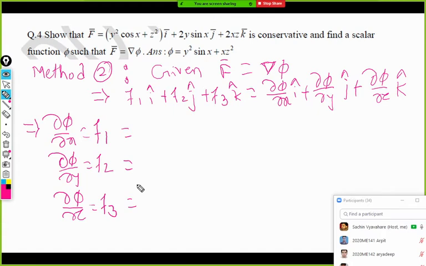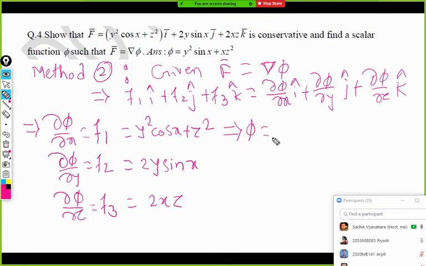What is f1? F1 is y square cos x plus z square. What is f2? F2 is 2y sin x. And what is f3? F3 is 2xz. What should be the next step to get a function phi then? Integration. Very good, integration. So let us integrate this first equation with respect to x. Integrating with respect to x, tell me what should be the value of function phi?